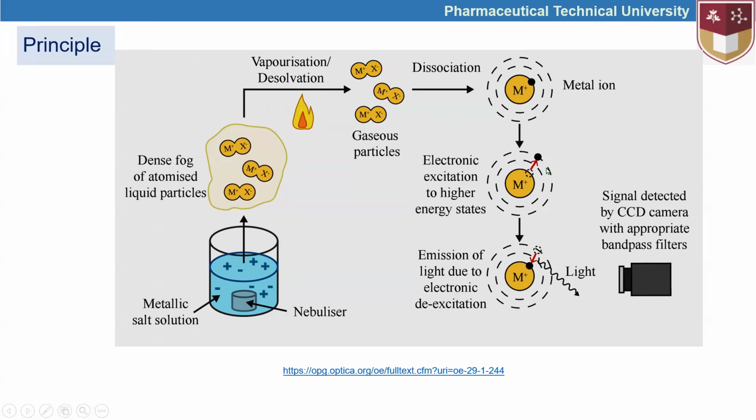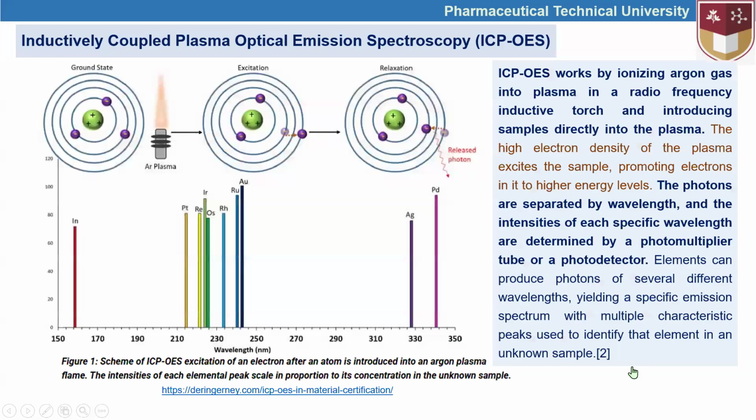I mean, the electrons of those metal ions are excited, and while they are coming back to their ground state, they cause some emission. Based on those emissions, by using CCD-like cameras, it will be possible to find out band passes, and by filtering those band passes, it will be possible to identify the presence of different atoms. And this is another example.